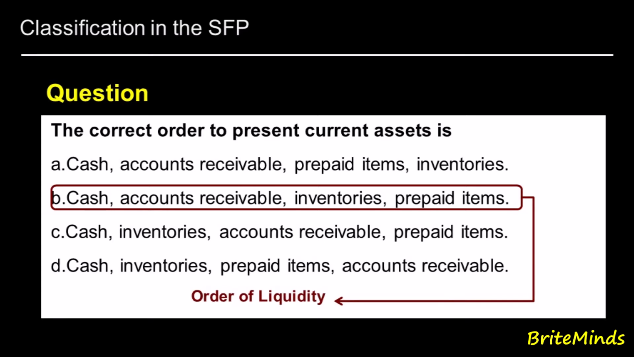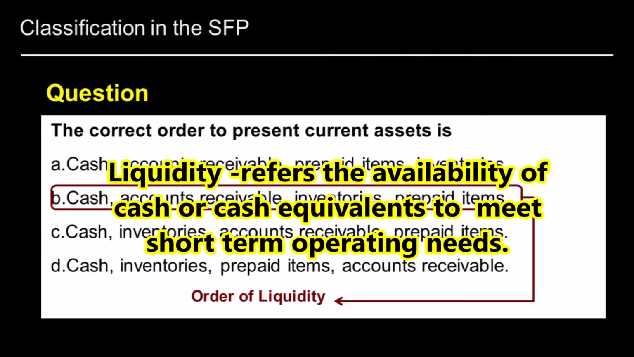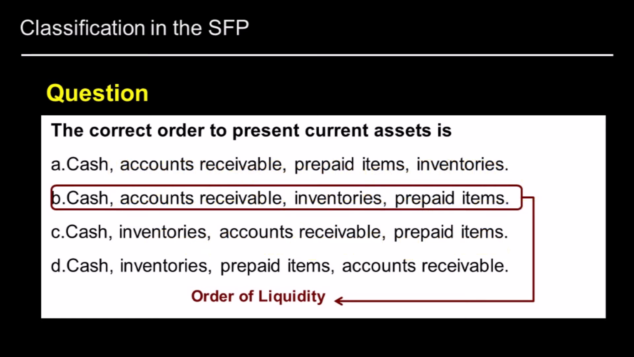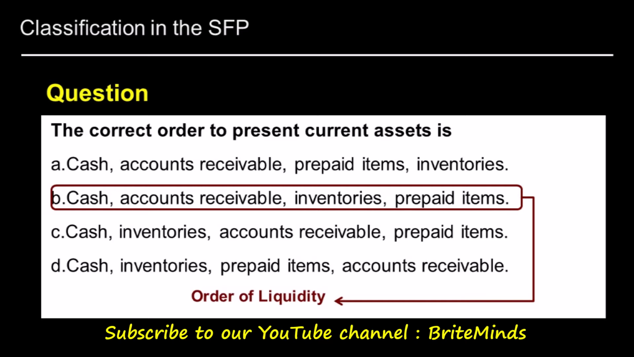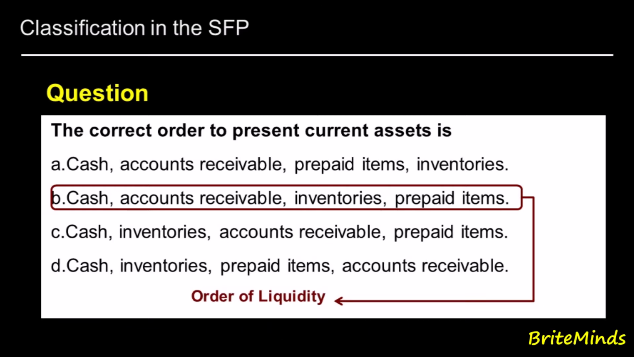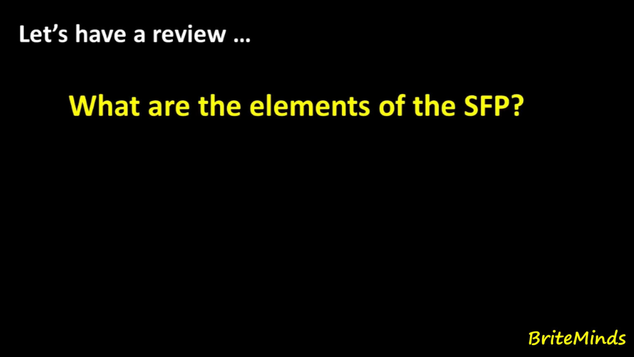Liquidity refers to availability of cash or cash equivalents to meet short-term operating needs, for example, paying expenses and debts as they become due. So we can see in these current assets, the first one is cash, because cash is the most liquid of all assets. Before I proceed to our main topic, let's have a review first.